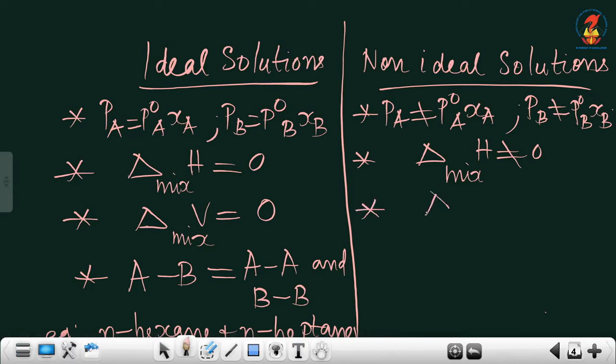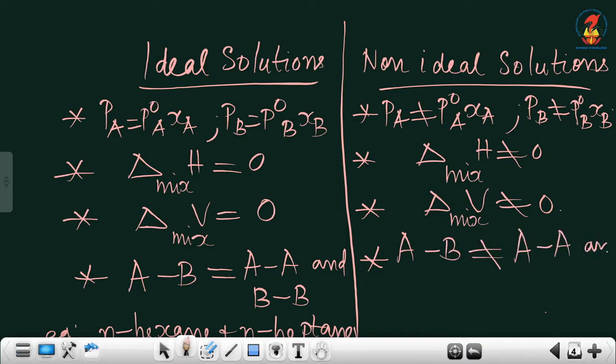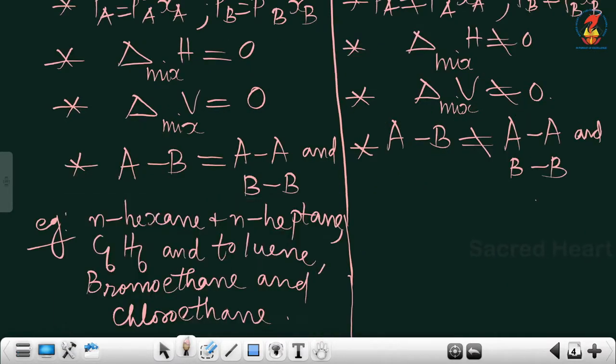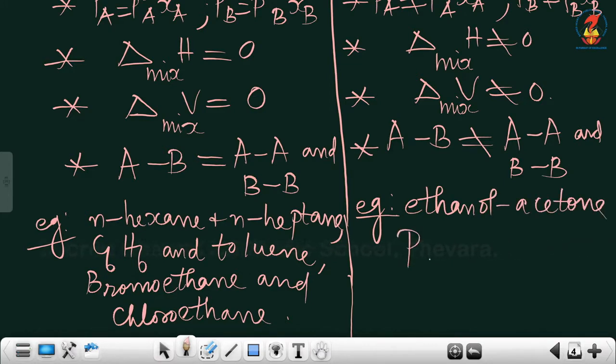Now, their volume of mixing is also not equal to 0. And the force of attraction between solvent and solute is not equal to the force of attraction between solvent-solvent and solute-solute molecules. An example for a non-ideal solution is ethanol and acetone. The second example is a phenol and aniline mixture. So these are the properties of a non-ideal solution.